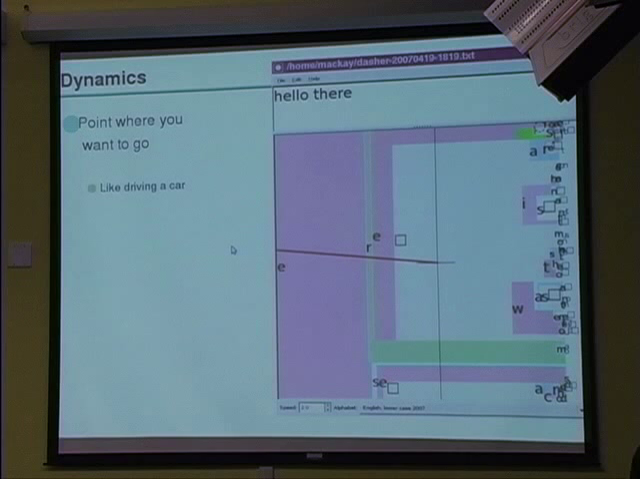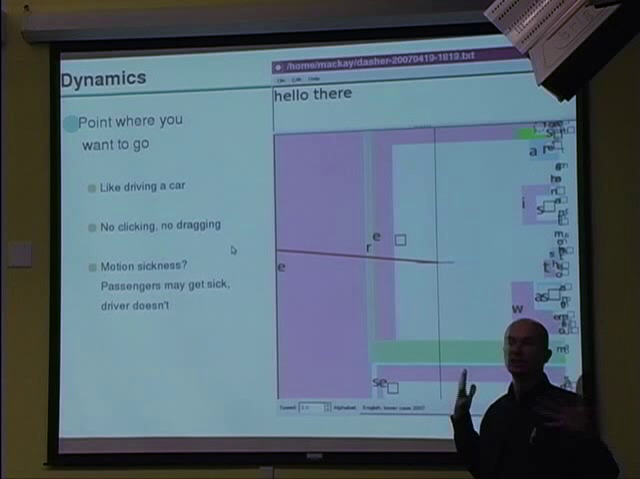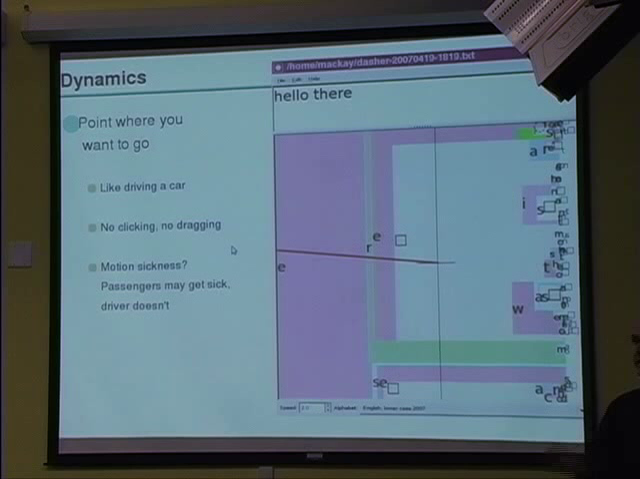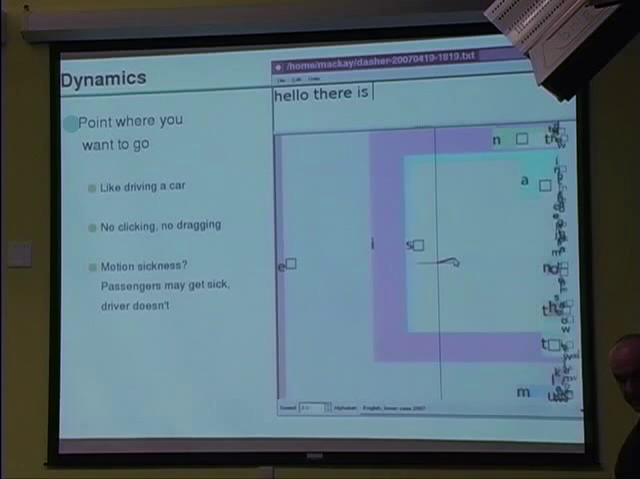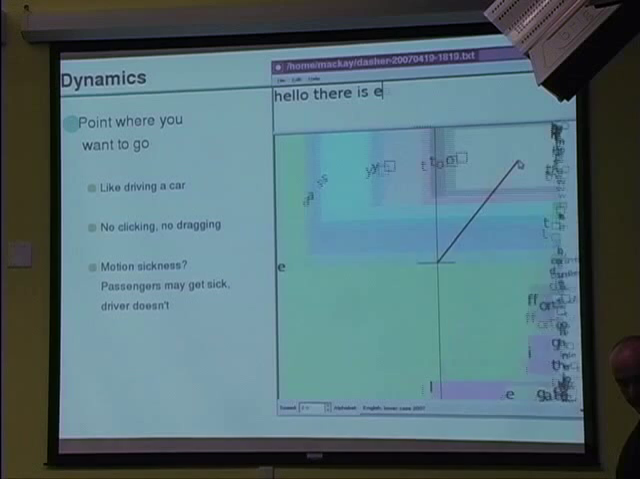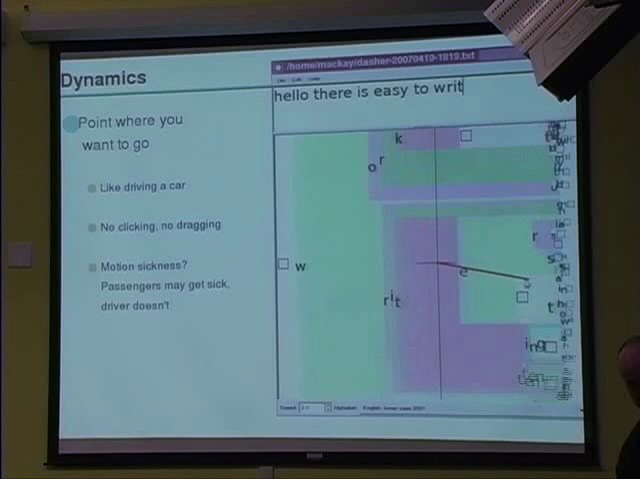So how am I doing this steering? How am I moving around in this world? This is the tree of all books, if you like. Well, it's just like driving a car. We want it to be very simple for people to learn. And the idea is you point where you want to go. So if I want to write is, I point towards is. The distance from the center of the screen is determining the speed at which I'm moving. If I want to go up, I point up. If I want to go down, I point down. So let's write easy to write. And moving the mouse back into the center of the screen slows everything down again.